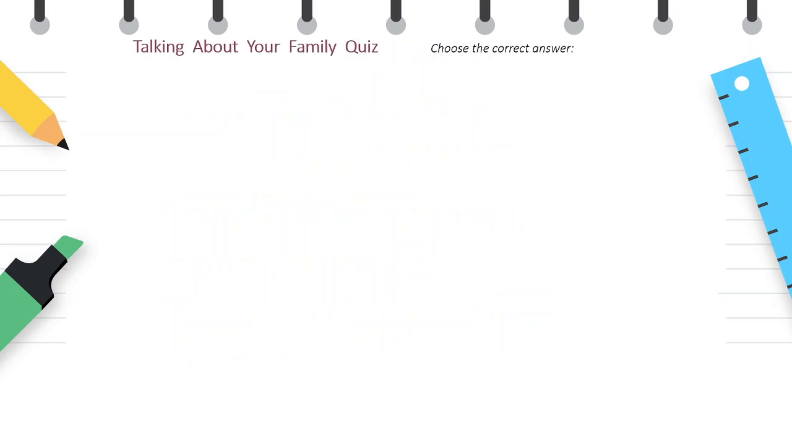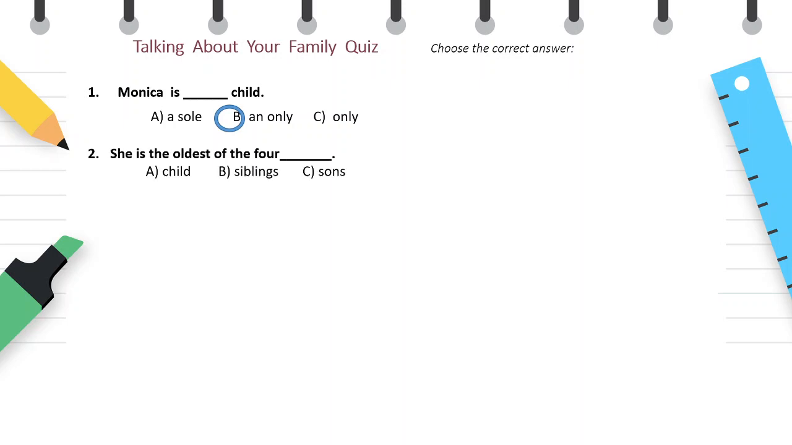I have prepared a short quiz about your family. It's a multiple choice question, so you should choose the correct answer. Monica is a sole, an only, or only child. You're correct. Monica is an only child. We need an article in front of the noun child. She is the oldest of the four child, siblings, or sons. The correct answer is siblings, brothers or sisters.